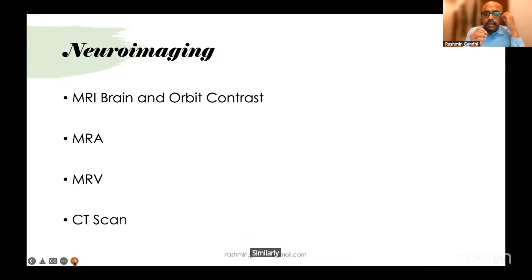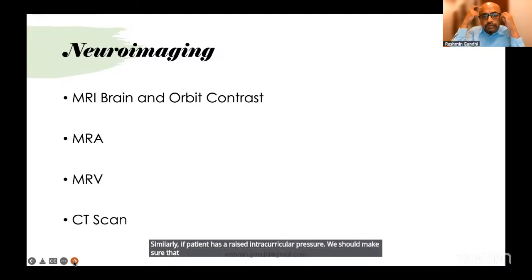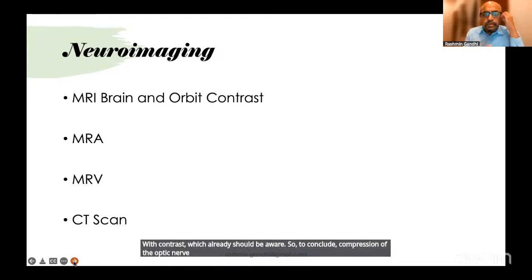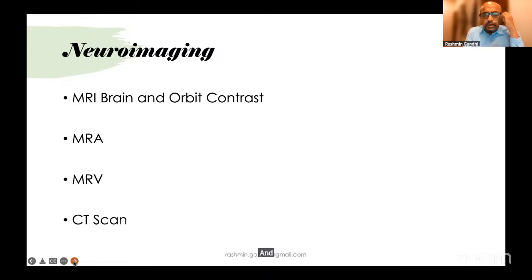Similarly, if a patient has raised intracranial pressure, we should make sure that MRV is in the mix of the diagnostic armamentarium, because we want to rule out thrombosis of the venous sinuses in the brain, again with contrast, which a radiologist should be aware of. So to conclude, in compression of the optic nerve or visual pathway, we do have a large role to play in diagnosis, and if any of these steps are missed, it can have disastrous consequences. Thank you once again.